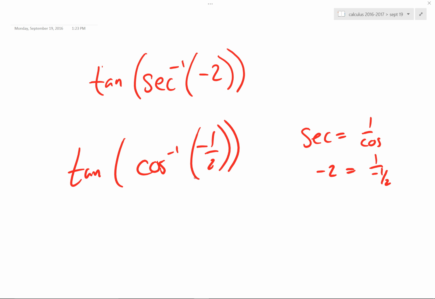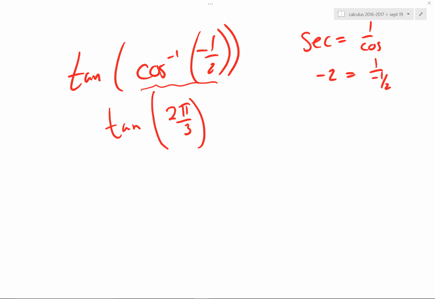Now, what angle has a cosine of 1/2? What angle has a cosine of 1/2? It's pi over 3. But wait, it's not just any pi over 3, it's negative. So it's going to be a 60-degree angle in quadrant 2, so it should be 2 pi over 3. Okay, and then I want the tangent of that fella. So the tangent of that guy is square root of 3. Negative square root of 3.